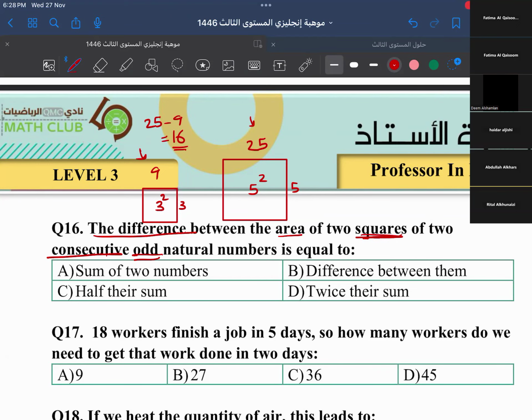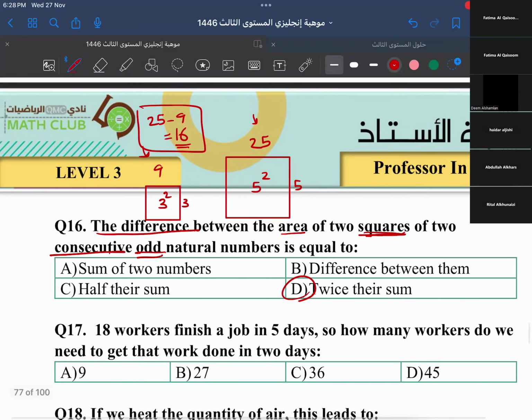So now we saw twice their sum. Exactly. So here when we add them together, 8, and 8 times 2 is 16. So twice their sum. So here, since we found the difference, we're going to try and see if one of them is right, and we saw here that it is D, twice their sum. So the first one, the sum of the two numbers, means that if I add 3 and 5, I'm going to get the difference here. So this is not right.